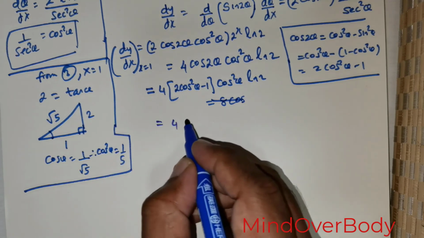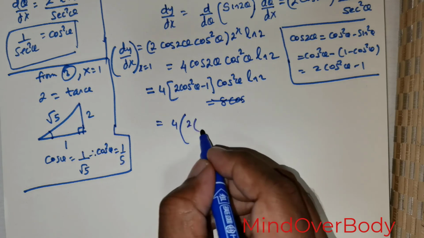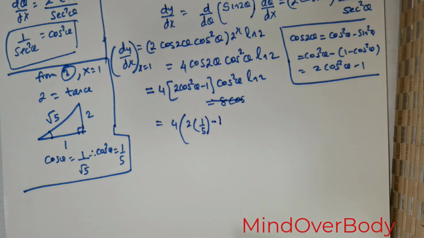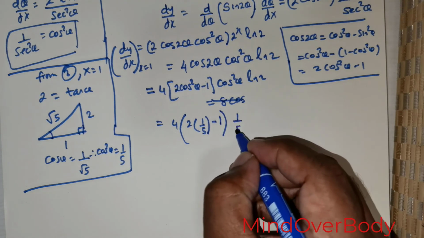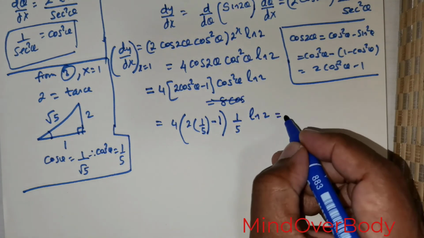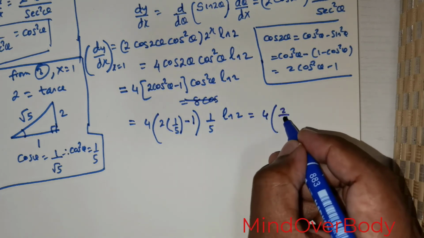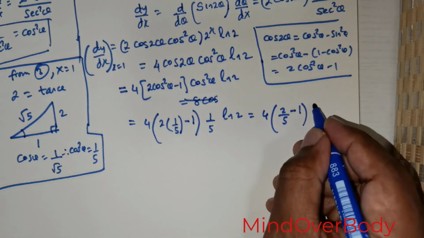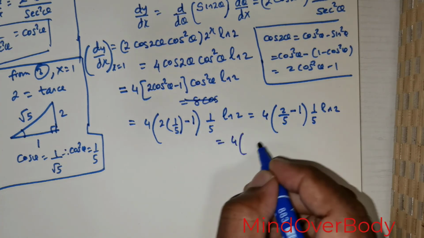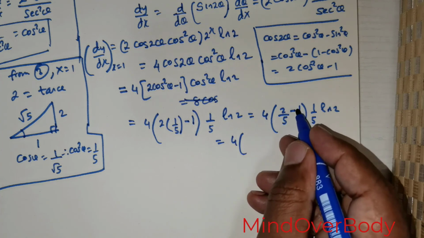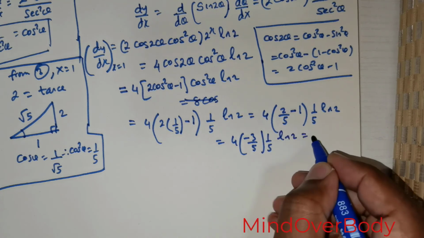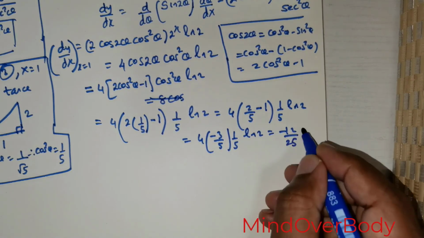So this is equal to 4 times 2 times 1 over 5 negative 1, that's fine for this, times 1 over 5 times ln 2. So this is equal to 4 times 2 over 5 negative 1 times 1 over 5 times ln 2. This is equal to 4 times 2 negative 5, that's negative 3 over 5, times 1 over 5 times ln 2. This is going to give me negative 12 over 25 times ln 2.